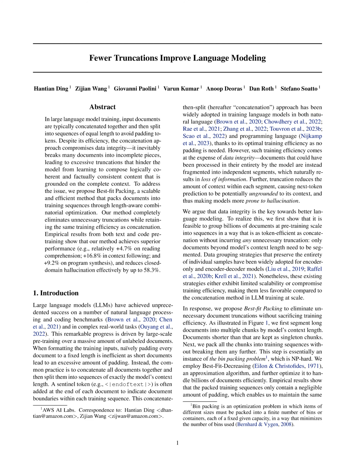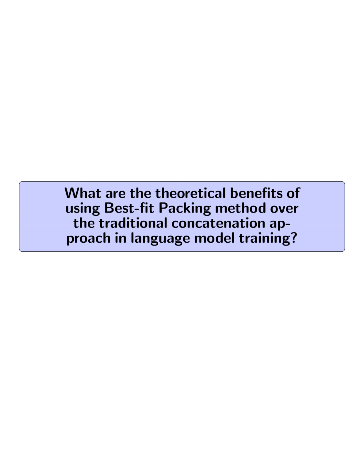By completely eliminating unnecessary truncation for document lengths below the model's context length, best fit packing effectively preserves the integrity of the majority of documents and limits truncation only to longer documents where it is absolutely necessary. What are the theoretical benefits of using best fit packing method over the traditional concatenation approach in language model training?